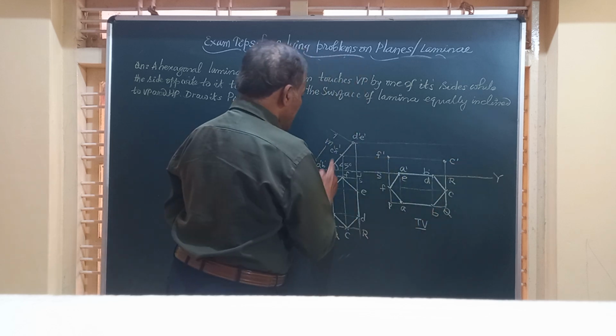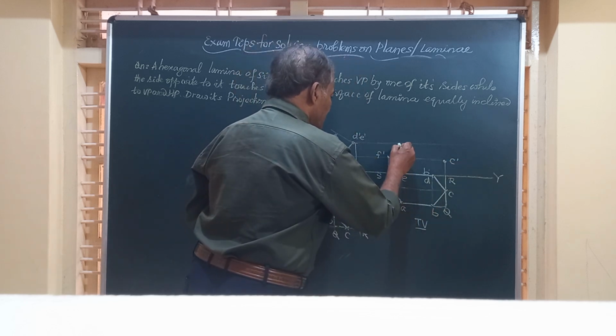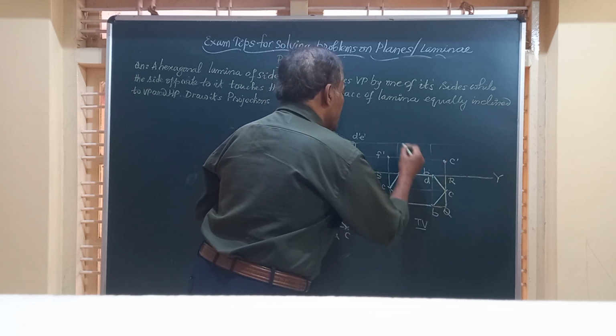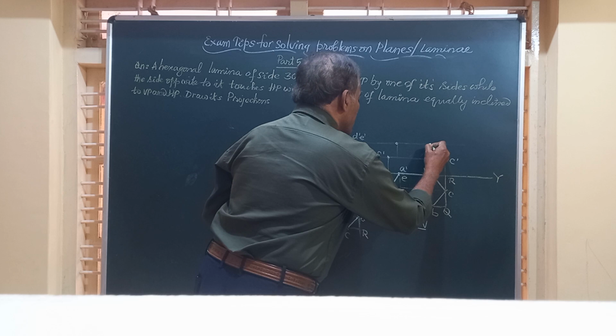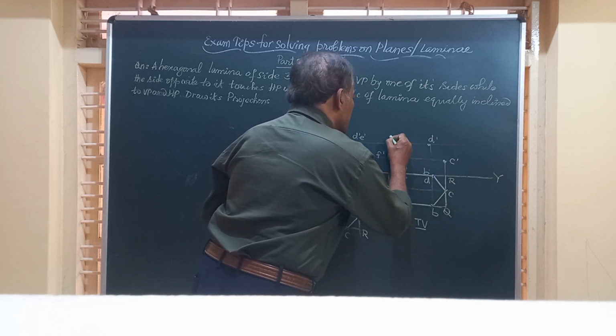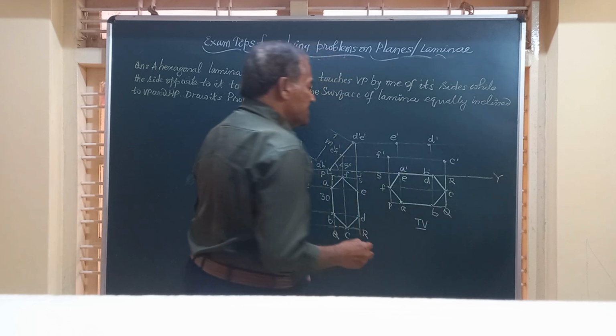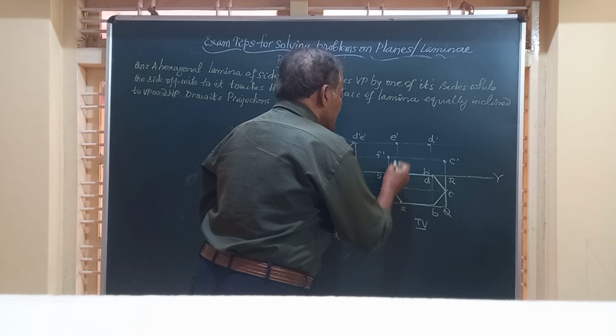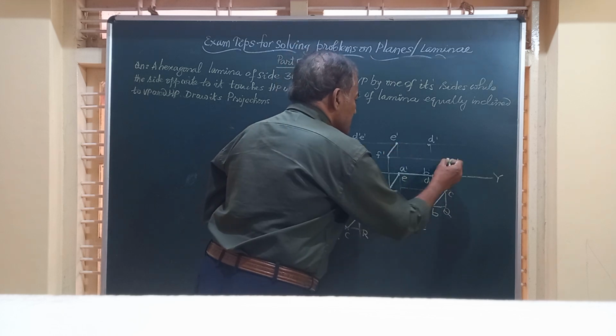Next friends, AB above this. If we extend it further, friends, here you will get 2 more points here, and these points will be A, B, C. This is D dash and this is E dash. And friends, we have all the 6 corners of the lamina. We will join them by straight line.